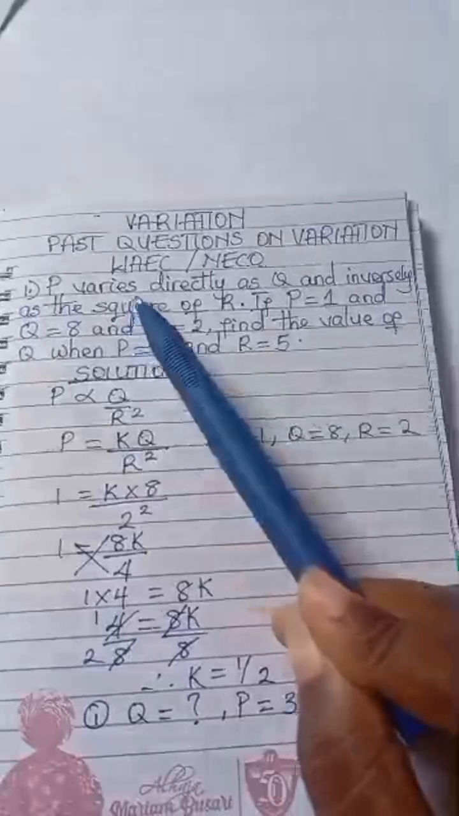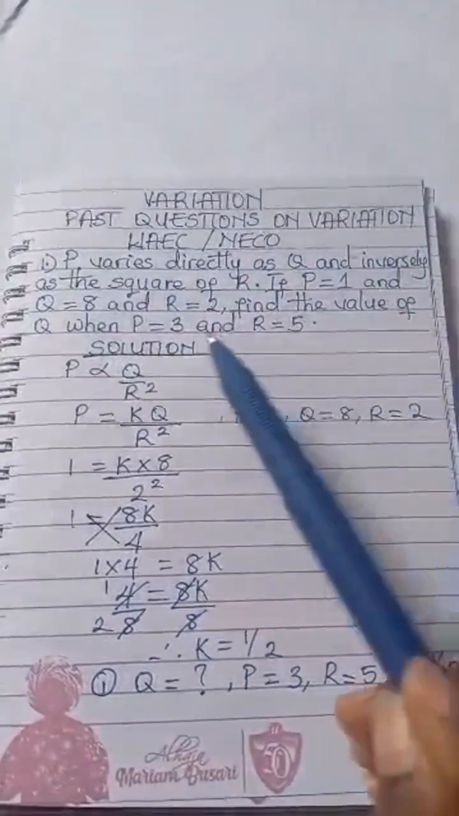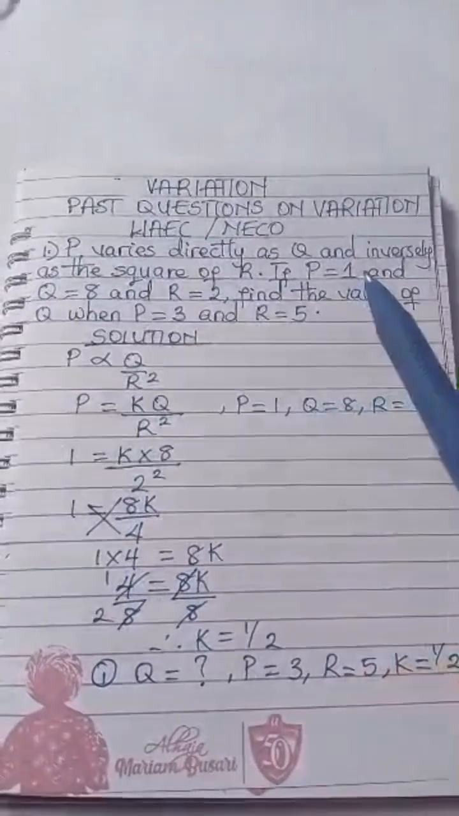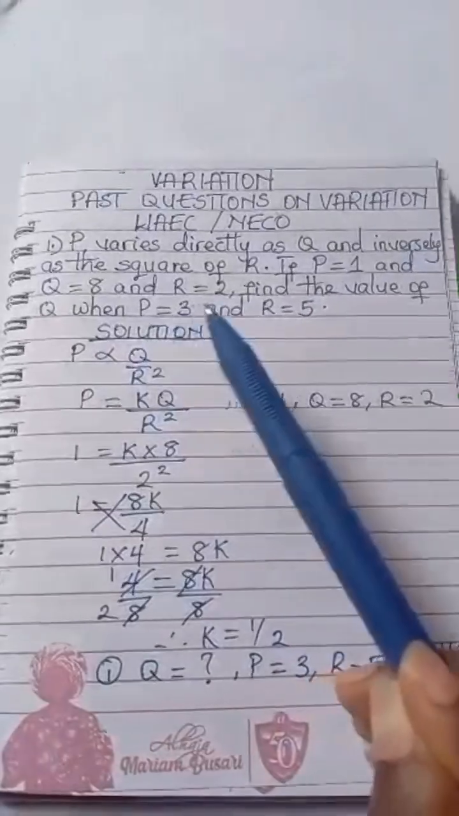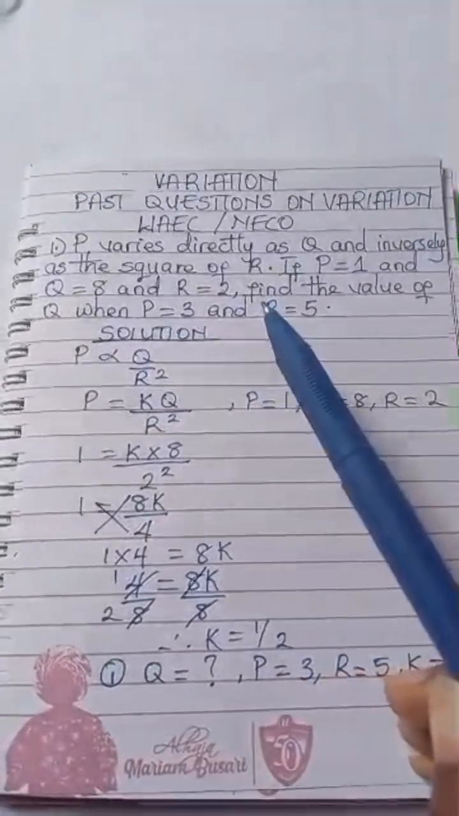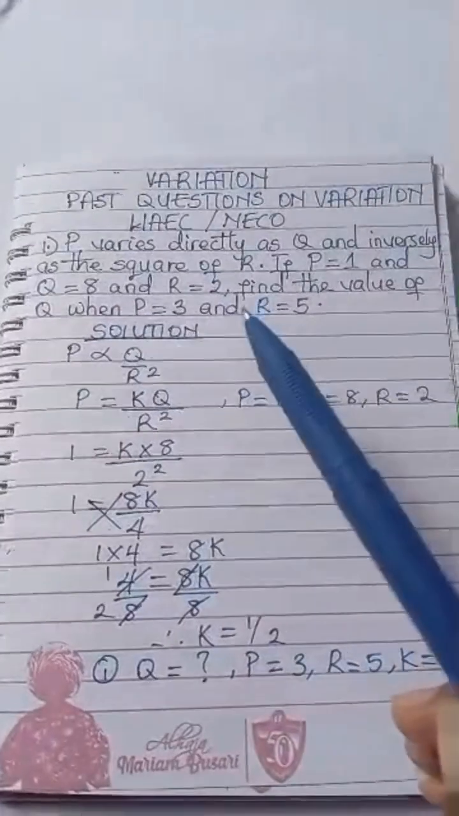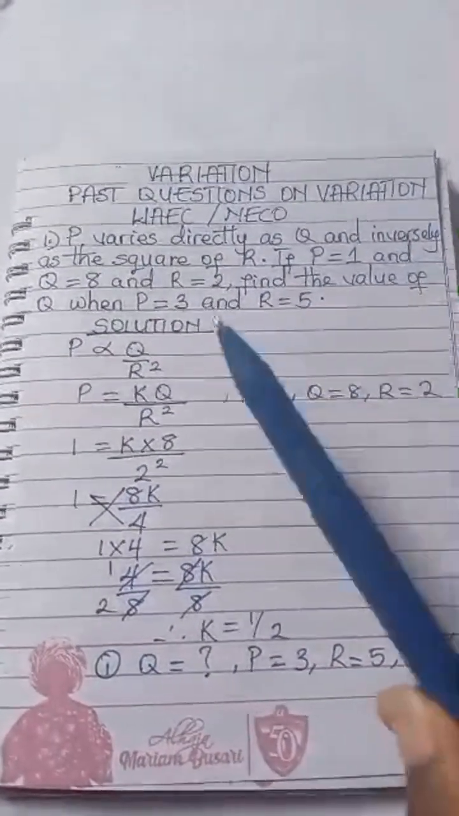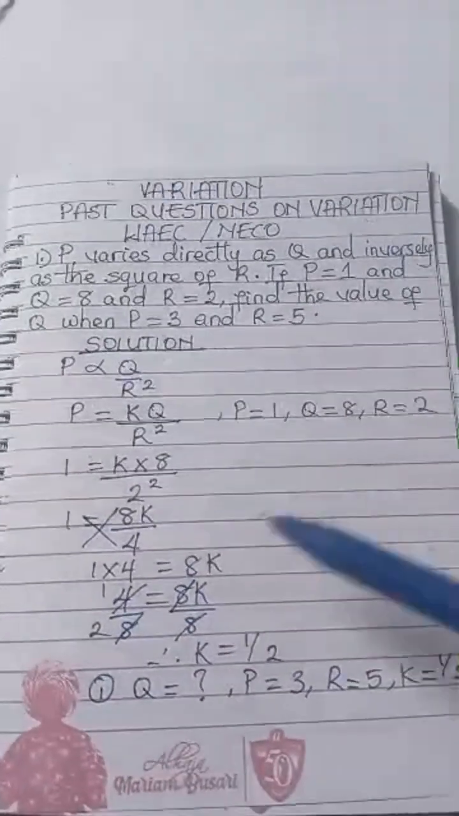They said P varies directly as Q and inversely as the square of R. If P is equal to 1, Q is equal to 8, and R is equal to 2, find the value of Q when P is equal to 3 and R is equal to 5. So as usual, we'll take the questions one by one. Don't rush it. So, solution.